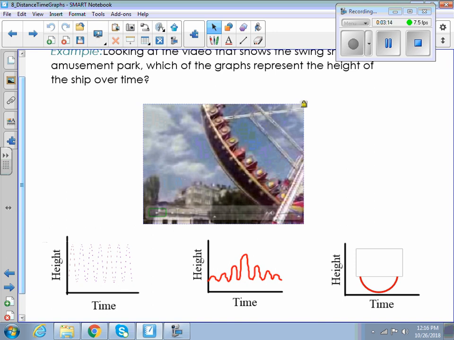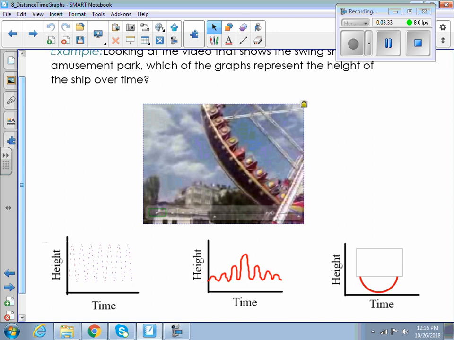Can you tell me why you're saying it's the second one? When the ride begins, it starts off really low, and then it goes higher and then back down, and higher and back down. Each time it goes high, it goes higher than the first time. Okay, very good.